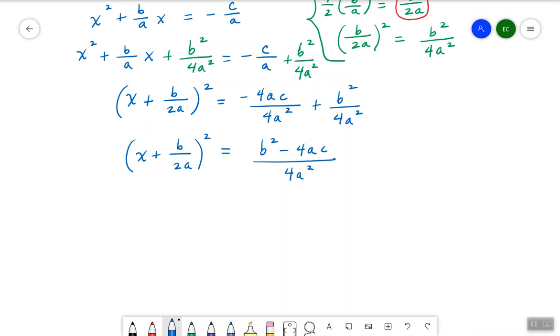Okay. And now we made our perfect square trinomial and we factored it, and now we're ready to use the square root property to finish this off. So the square root property just says that I can drop the square on the left hand side if I just do two things on the right, a plus or minus and then a square root. In the numerator I have b squared minus 4ac, and in the denominator I have 4a squared.